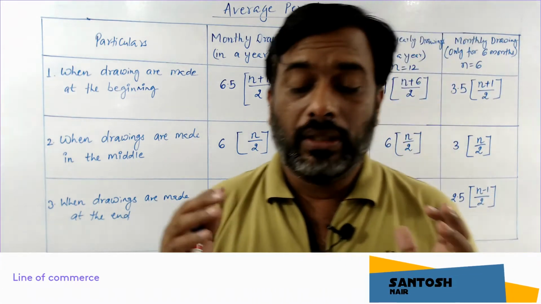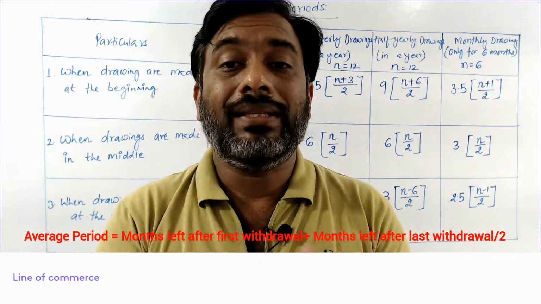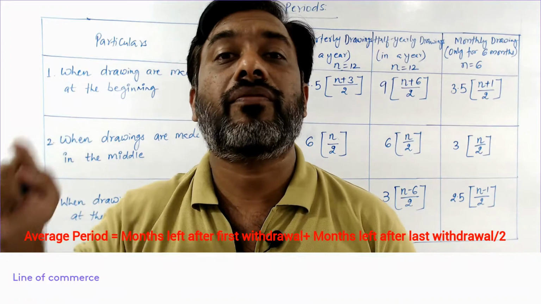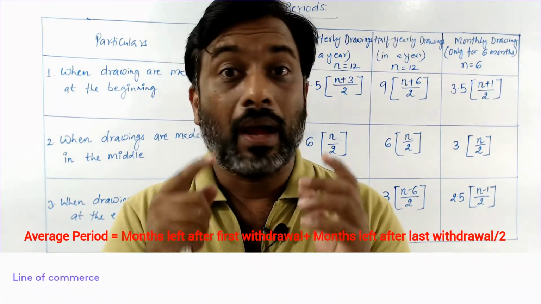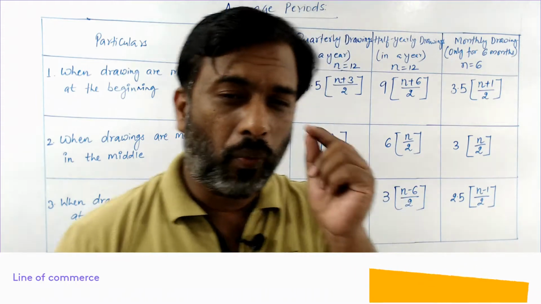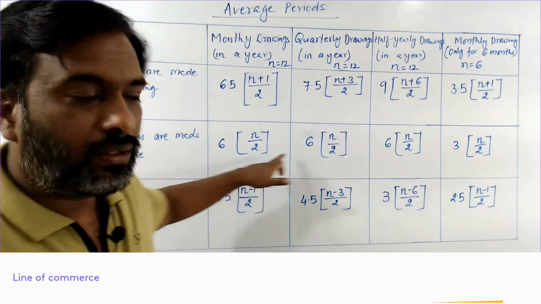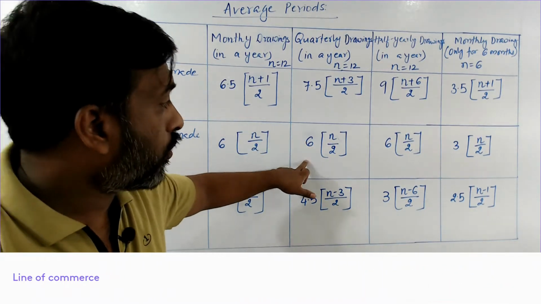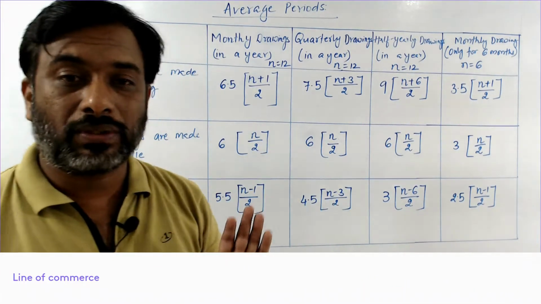Now the average time period can be calculated by using a formula: months left after first withdrawal plus months left after last withdrawal, whole divided by 2. You can use this formula. I'm not going to tell that formula, I'm going to tell something else. Before that, one more thing I want to tell you: the drawings made in the middle of each month, each quarter, each half year, the average time period is 6 months only.